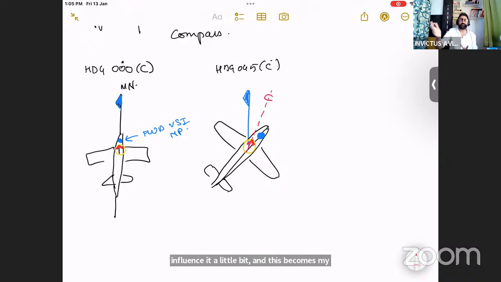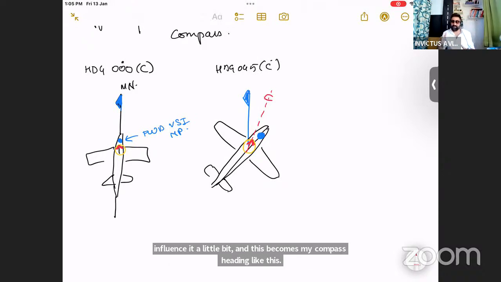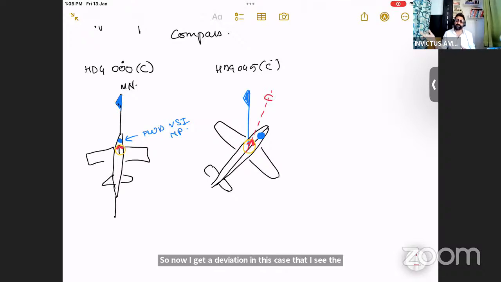So now I get a deviation in this case, where the deviation is easterly, to the right of magnetic north. So on a northerly heading, no deviation for me. As I start turning to the right, deviation will start.